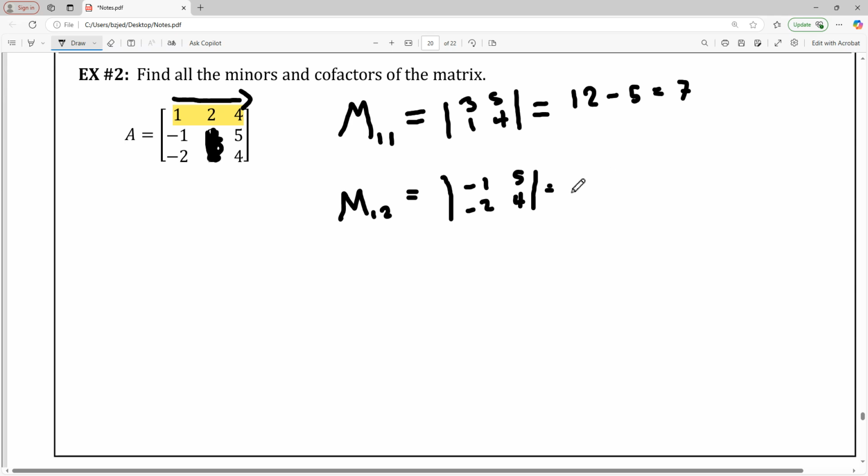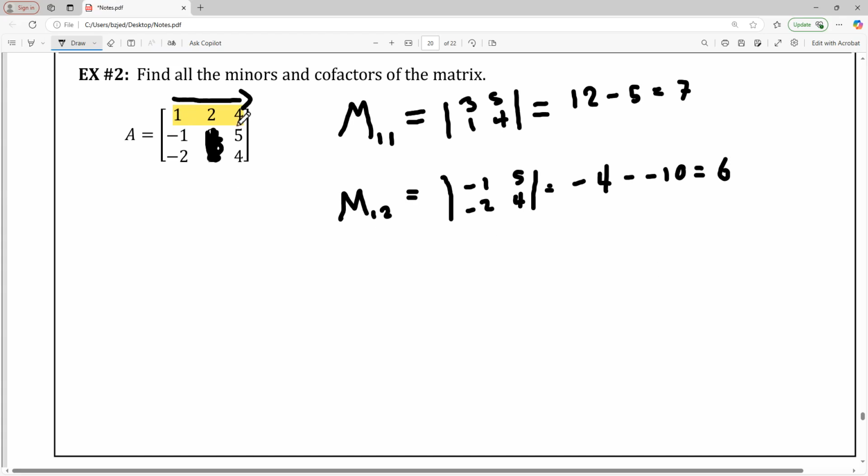This is something that I can evaluate quickly. So I'm going to take the determinant of this now. -1 times 4 is -4, minus -2 times 5 is -10. Watch out for my double negatives there. I end up with +6 as an answer here. And that would be minor 1, 2.